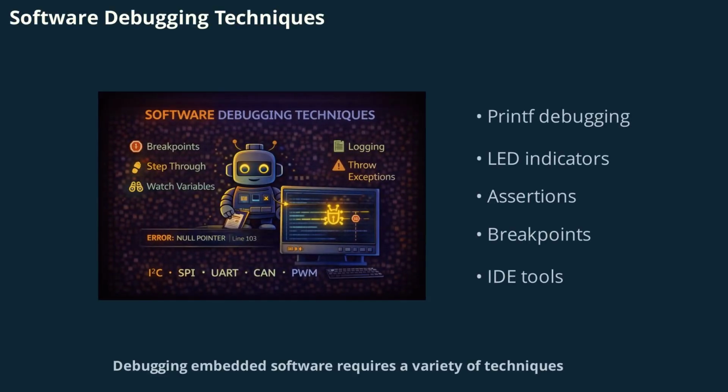Debugging embedded software requires a variety of techniques, including print debugging, LED indicators, assertion statements, watchpoints, breakpoints, single-stepping, and memory dumps. Using IDE-based debugging tools can also be highly effective. The choice of technique depends on available resources and the specific problem. Mastering these methods is essential for efficiently identifying and resolving issues in embedded systems.